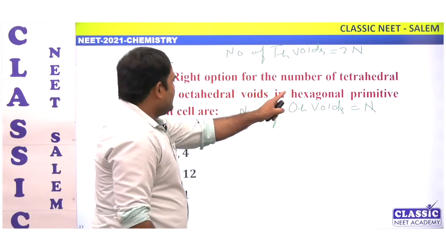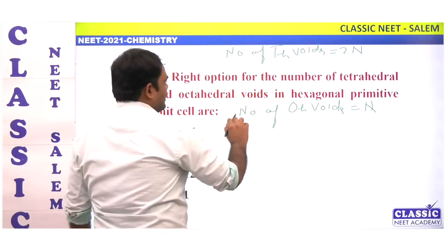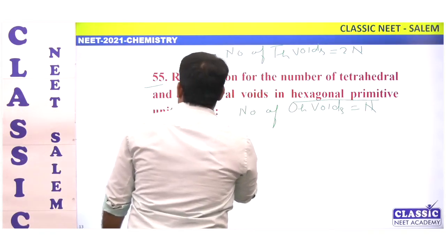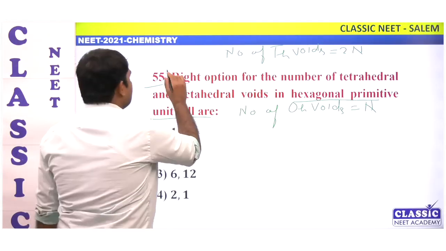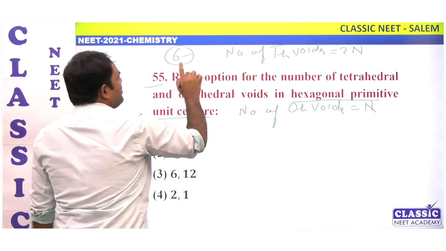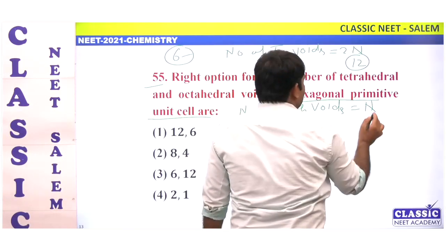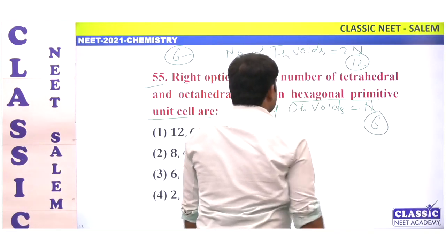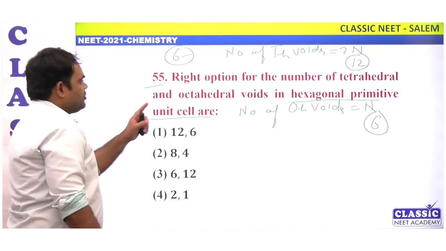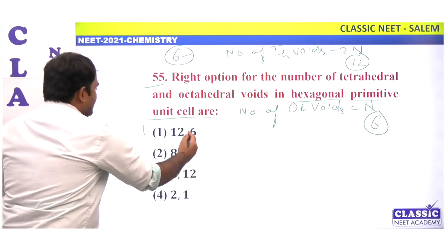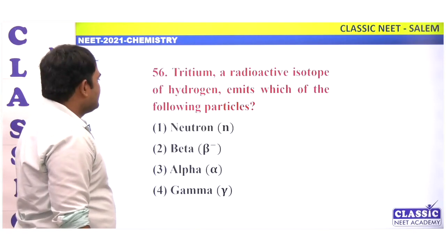Here, in a hexagonal primitive unit cell, how many atoms are present? There are 6 present. So for the tetrahedral voids it will be 12, and for the octahedral voids it will be 6. So tetrahedral and octahedral, 12 and 6. The first one is the correct answer.